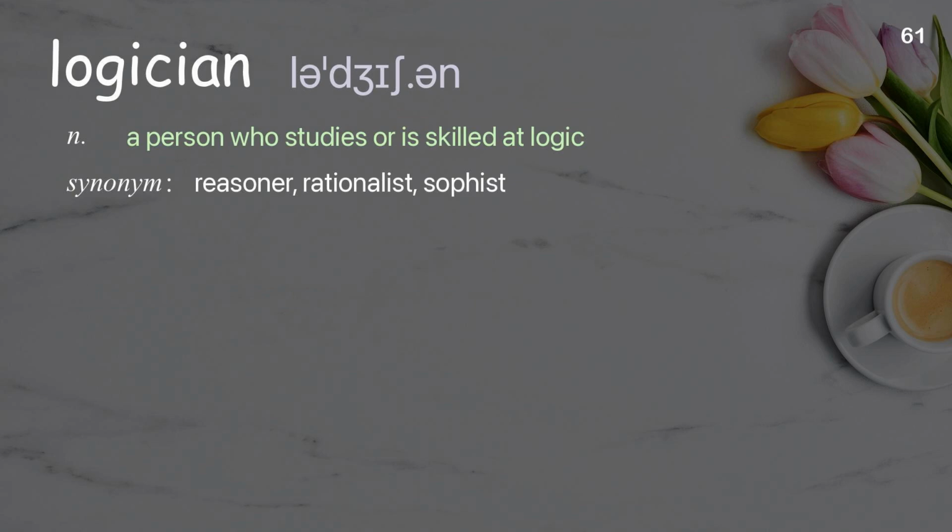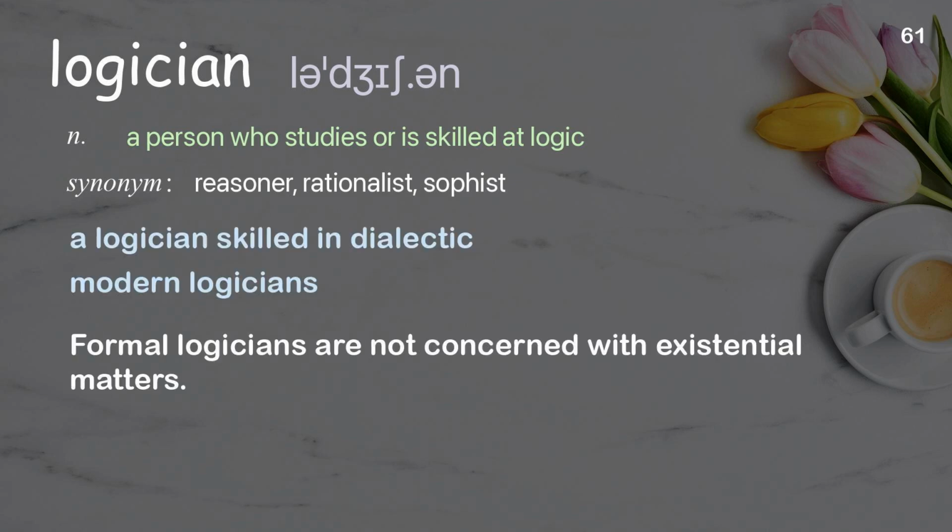Logician. A person who studies or is skilled at logic. Examples: A logician skilled in dialectic. Modern logicians. Formal logicians are not concerned with existential matters.